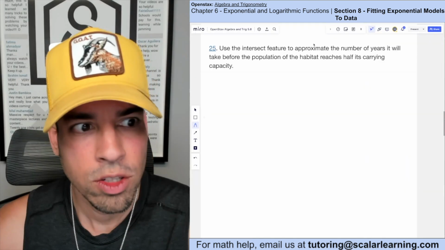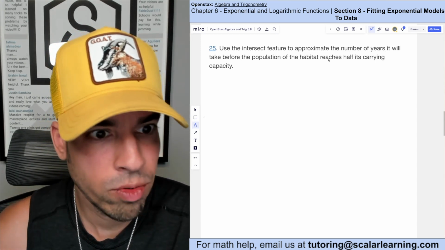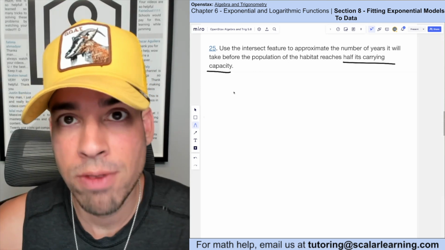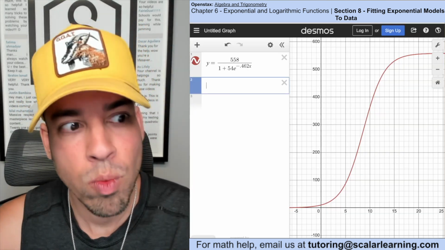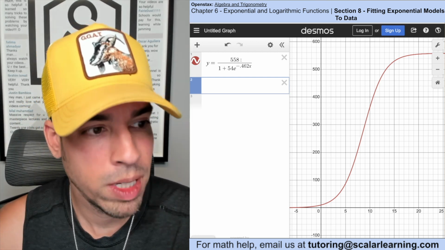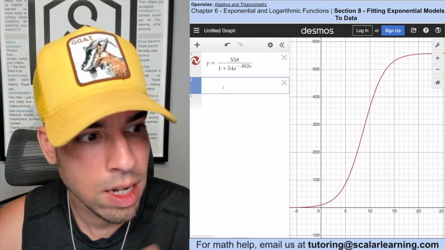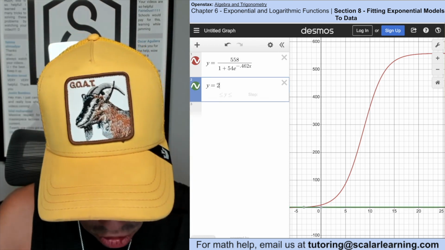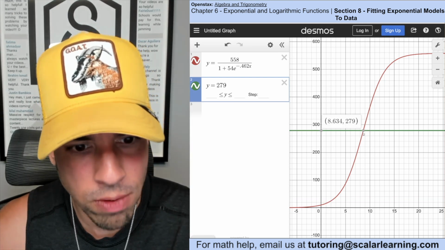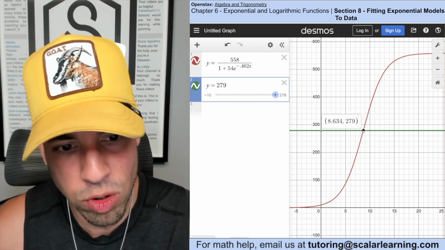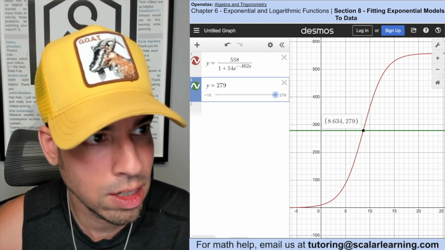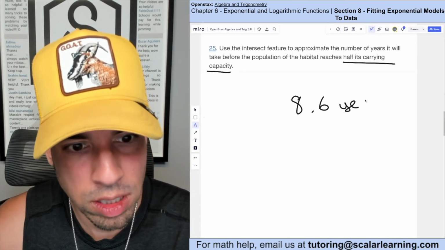Boom. This says use the intersect feature to approximate the number of years it will take before the population of the habitat reaches half its carrying capacity. So we're going to go back to the function on the graph, and I'm going to show you how to do this. So first of all, what is the carrying capacity? It's 558. It's that numerator. So half of that would be 279. So we're going to set y equal to 279. That's going to make a nice horizontal line. And we want to know when this intersects our function, and it intersects it right here. That's the beauty of Desmos. It's just there. You click on it, and this would take about 8.6 years because that's the units that it's in. So we would say approximately 8.6 years.